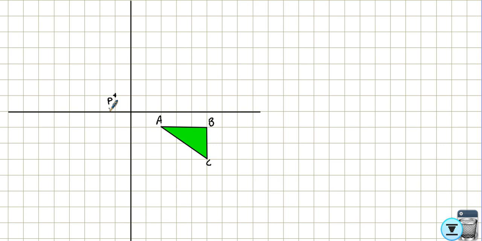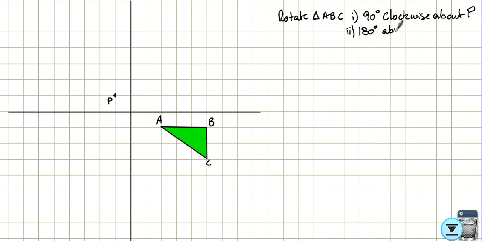Okay, so rotate. We're going to rotate triangle ABC. Number 1, 90 degrees clockwise about P, and number 2 by 180 degrees about P. Alright, about P. So those are our two problems. So I'm going to start the first one.